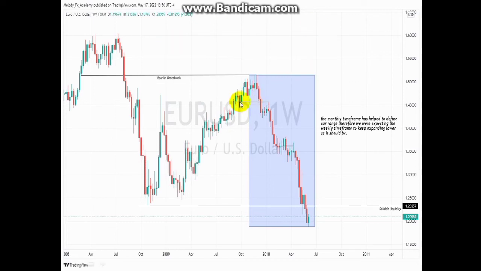So what is this? This is a breaker block. This is the last down candle before price takes out liquidity, buy side liquidity that was resting above this old high. So this is referred to as a breaker block. When price trades back into this breaker block, this will be your entry, and probably at the same time trades into a fair value gap. So this is your first entry as a swing trader, right?